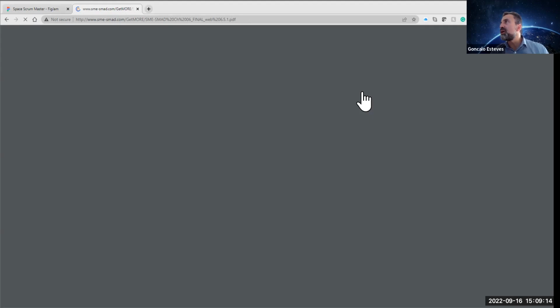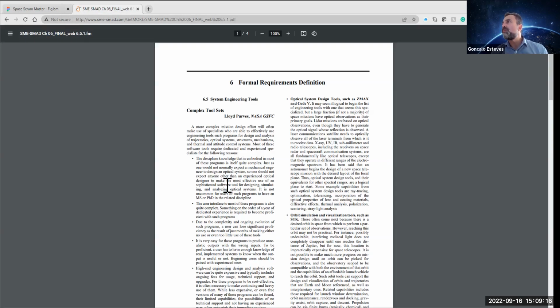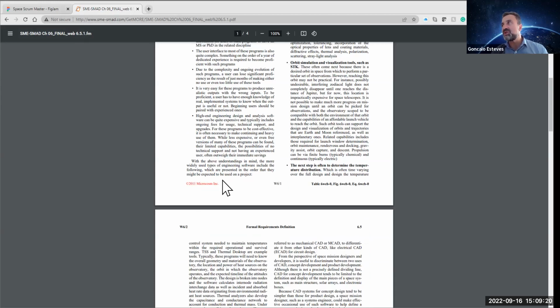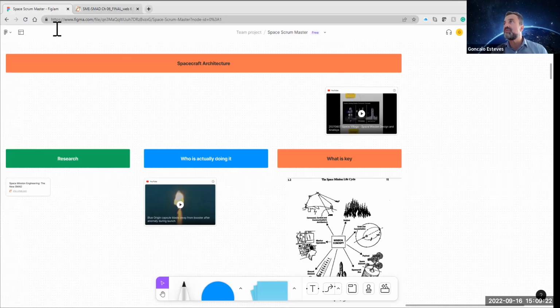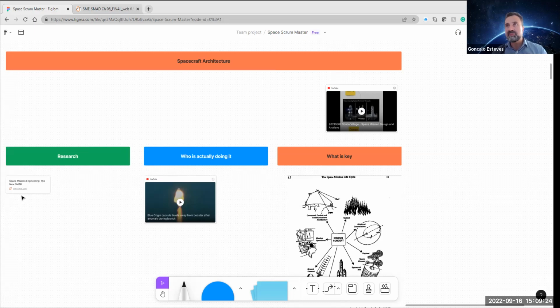This one, the complex tool sets of engineering. Lots of things have changed in the past. This was 2011, so don't pick it up as much. But okay, so got the idea.